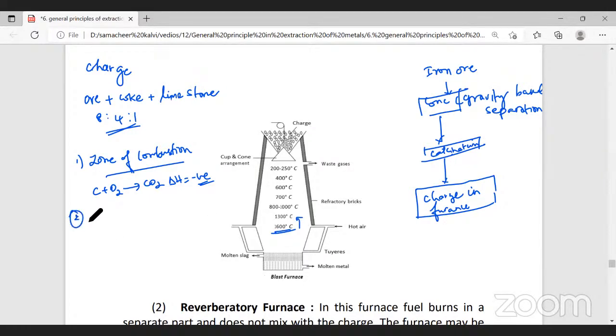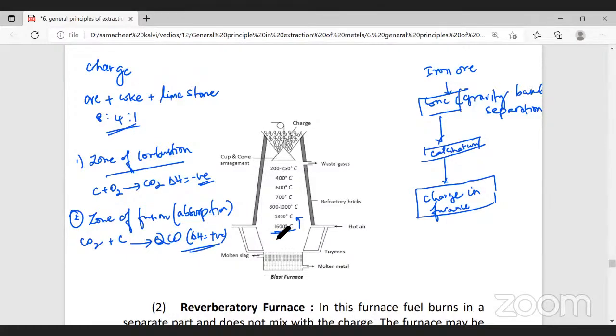The second step is called the zone of fusion, or also the zone of absorption. This carbon dioxide will react with unreacted coke to form carbon monoxide. It is an endothermic reaction. Here heat is absorbed, therefore the temperature decreases from 1600 to 1300 degrees Celsius.